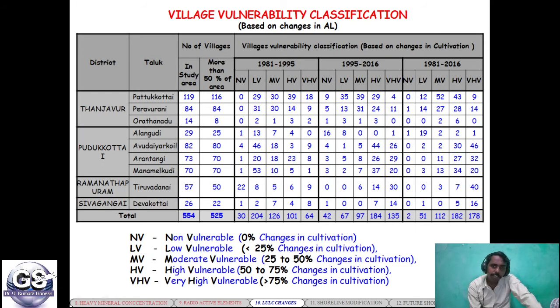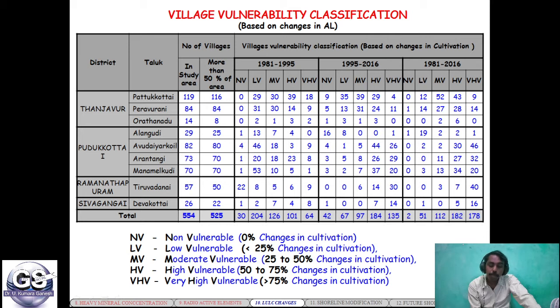Further, this modification was integrated with the village boundary to classify the vulnerable villages. For this analysis, 525 villages were taken into consideration, because these 525 villages covered more than 50% of the area. On the basis of modification in cultivated land, the vulnerable villages were classified into 5 categories, namely non-vulnerable, low vulnerable, moderate vulnerable, highly vulnerable, and very highly vulnerable.